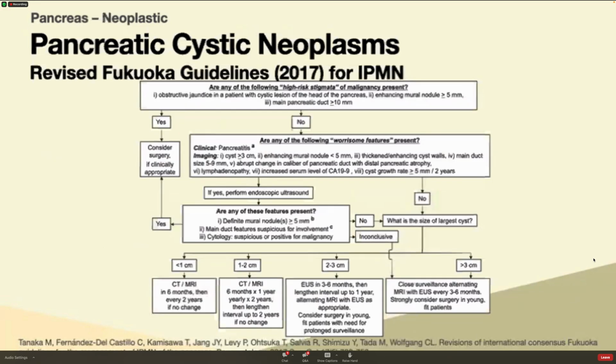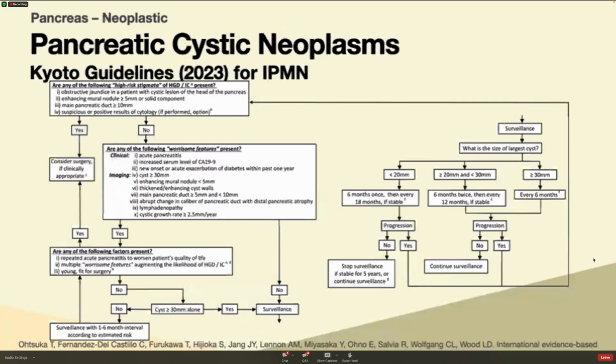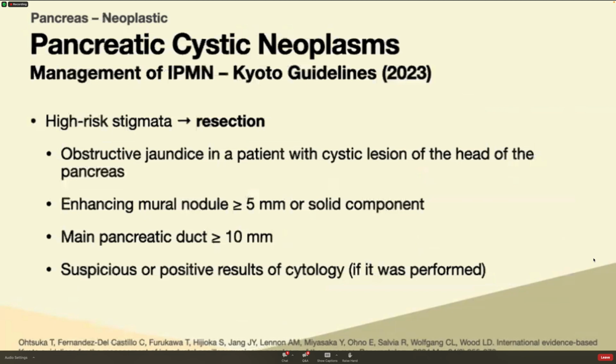Here is the algorithm for the revised Fukuoka guidelines. What's present in the Schwartz is actually the original Fukuoka guidelines released in 2012. But this is the revised one, and there's actually a newer one, the Kyoto guidelines released in 2023. So there are some differences in the algorithm, but the features of the high-risk stigmata and the worrisome features are more or less the same.